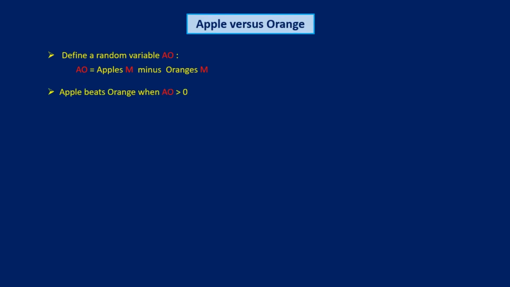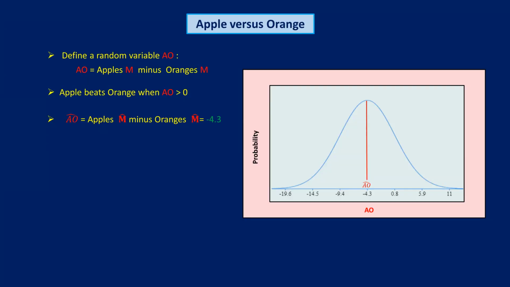When AO is greater than 0, the apple wins, and vice versa. AO hat equals M hat for the apple minus M hat for the orange. A regression equation tells us what the M hats are for the average apple and the average orange. And when we subtract the orange from the apple, the answer is minus 4.3. So that's AO hat. Now what's SE for AO?